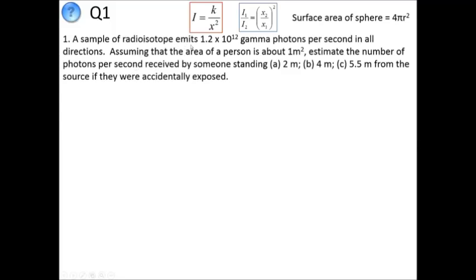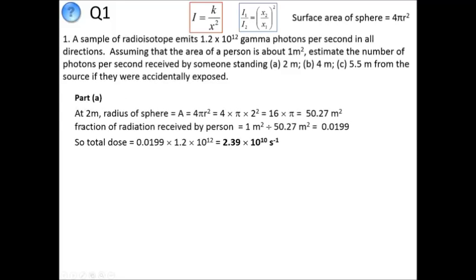A sample of radioactive isotope emits 1.2 times 10 to the 12 gamma photons per second in all directions. Assuming that the area of a person is about 1 meter squared, estimate the number of photons per second received by someone standing at 2 meters, 4 meters, 5.5 meters from the source if they were accidentally exposed.